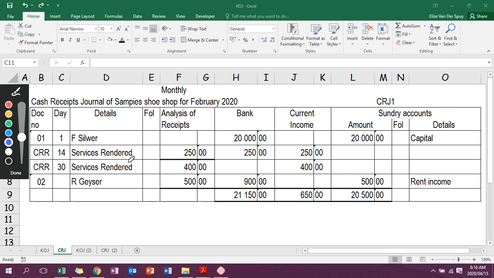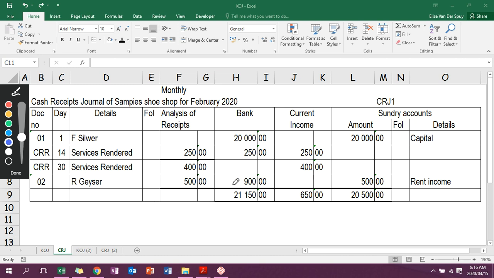But on the 30th, we had 2 transactions. We received 400 and 500 Rand. If that is all the money for the day, we draw a line, all right? And then we add those 2 amounts together. So then it is 400 plus 500, which gives me 900 Rand. So I'm putting 900 Rand in the bank, because I'm not going to the bank every time I receive money. I'm going to the bank once a day. So I'm taking the 900 Rand to my bank.